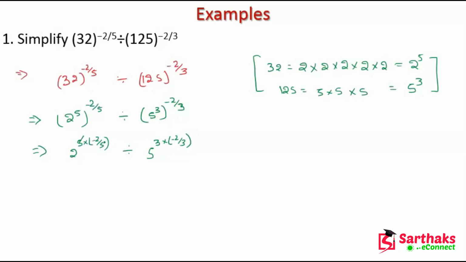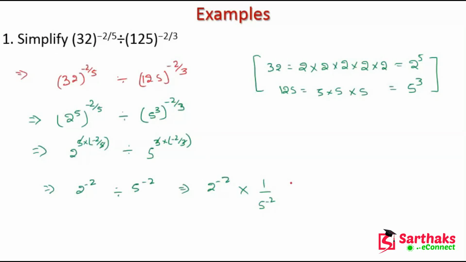So this 5 and this 5 are cancelled, and this 3 and this 3 are cancelled. So here we get 2 raised to power minus 2, divided by 5 raised to power minus 2. Okay, understand? Here if we apply the multiplicative sign, then this will be reciprocated. So this will become 1 upon 5 raised to power minus 2. Understand? Now we have to make the power positive.